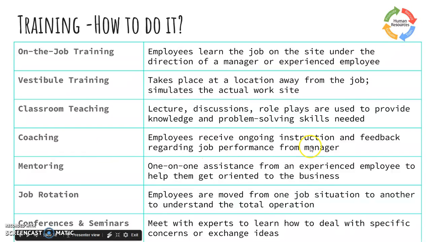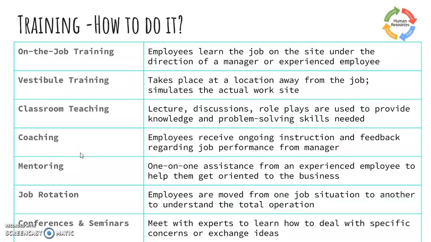Employees receive ongoing instruction and feedback regarding job performance from a manager. These could come from mini observations. These could just come from informal observations and conversations in passing, and even formal evaluations. Mentoring, one-on-one assistance from an experienced employee to help them get oriented to the business. So in a situation like this, a mentor might actually help with the orientation and any of these other training techniques that are used to develop the employee.